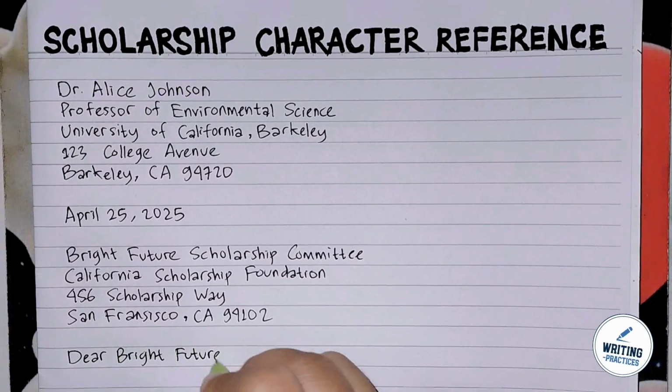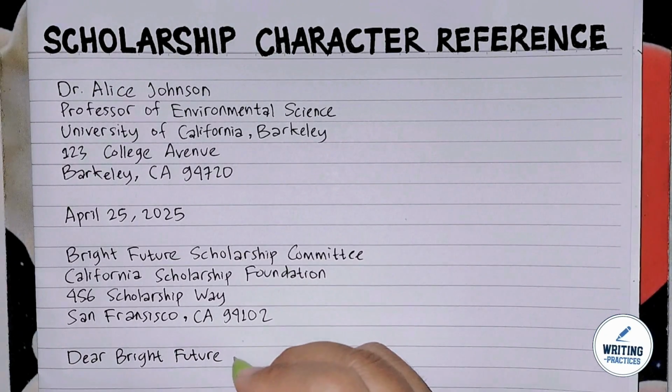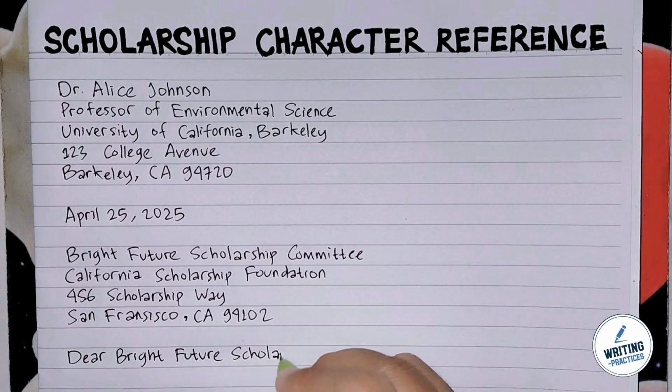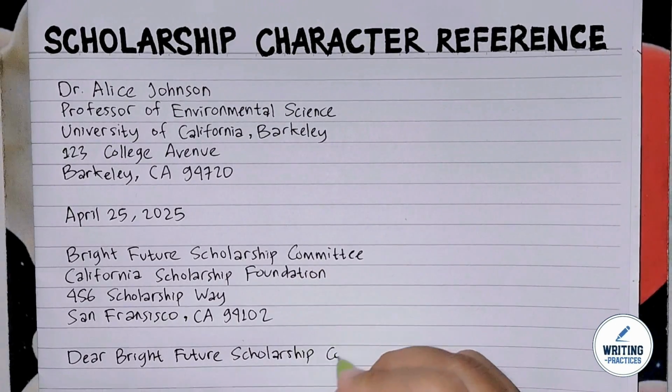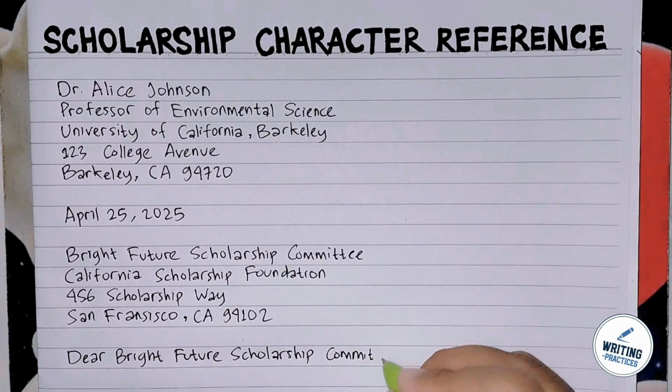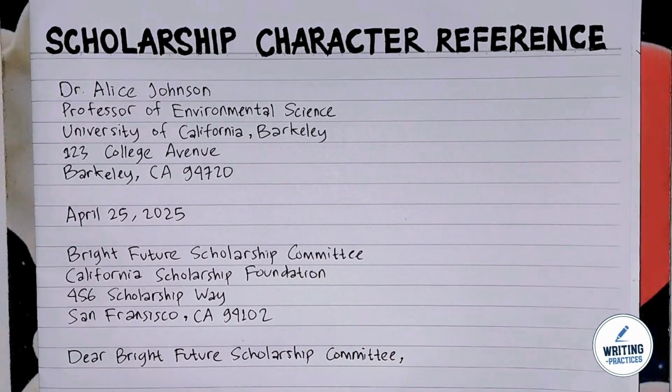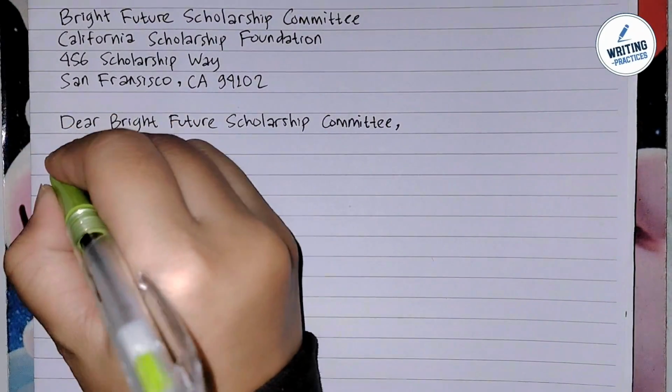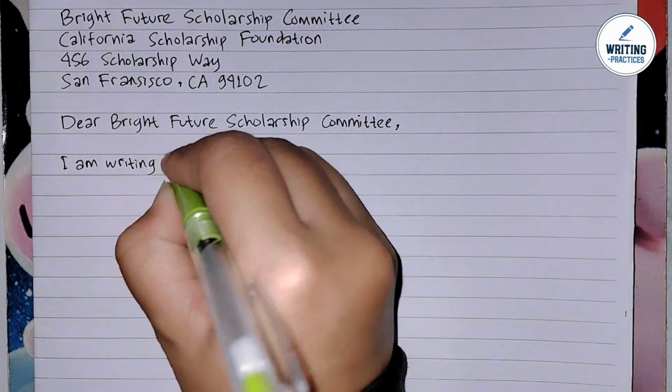If you have completed all the information above, now you can open the letter with a formal salutation. Use Dear, followed by the scholarship name and committee. In this case is, Dear Bright Future Scholarship Committee. In the paragraph 1, it is introduction.